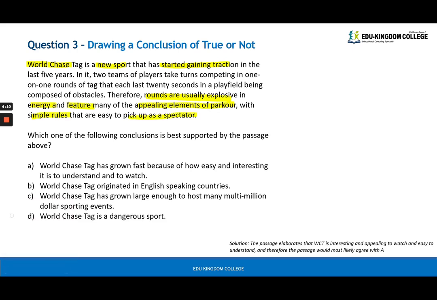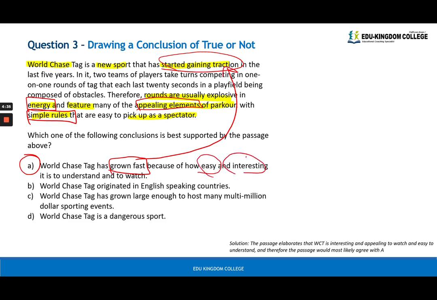So basically they're saying that it has started getting traction, gotten popular because there is a lot of explosive energy and simple rules, right? And appealing elements, which is why people like to watch it. So A is actually the best answer. World Chase Tag has grown fast, right? Started getting traction because of how easy and interesting it is. Interesting is the appealing elements, easy, simple rules to understand and to watch, right? Spectator. Many links to our key points, therefore A is the answer.